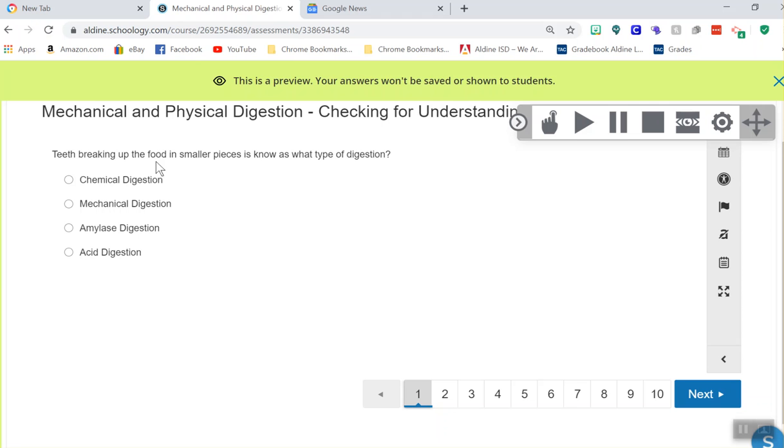Okay, teeth breaking up food into smaller pieces is known as what type of digestion? Now, the words physical and chemical are always kind of interchanged. So when you see mechanical digestion, that's the same thing as saying physical digestion. So teeth breaking up the food, is that physical or chemical? And I know you're going to tell me that it's physical. So this is going to be the answer, mechanical digestion. Mechanical means the same as physical.